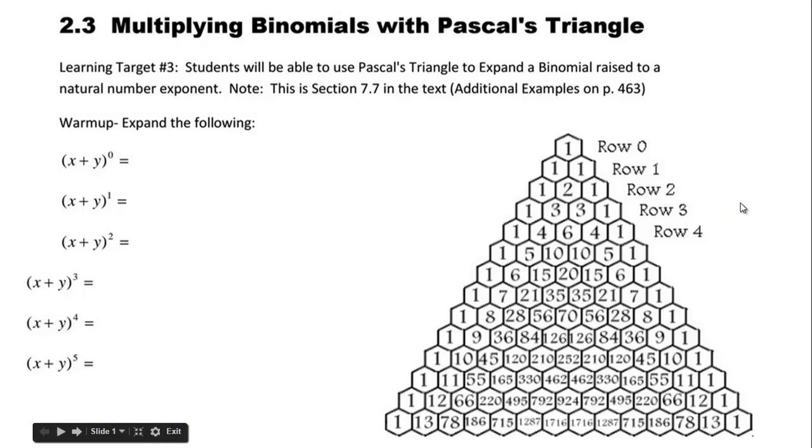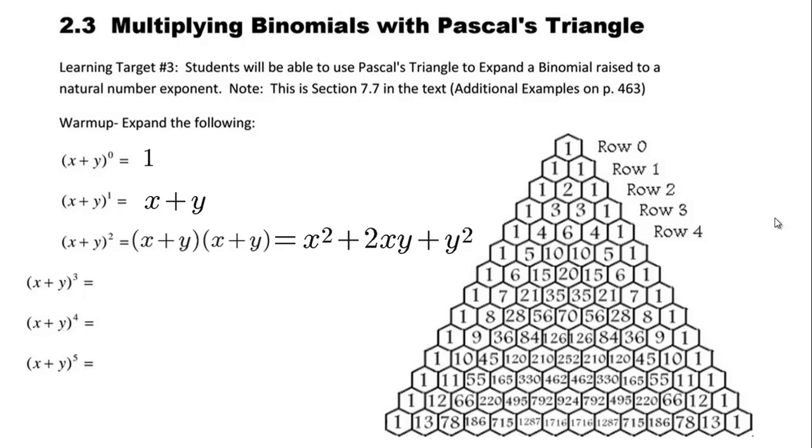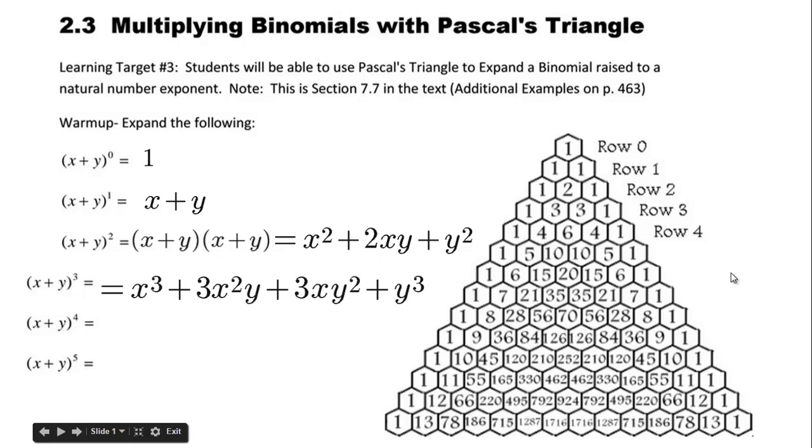So (x plus y) to the 0 is 1. Anything to the 0 is 1. (x plus y) to the 1 is just x plus y. (x plus y) squared, if we expand it, is x squared plus 2xy plus y squared. And if we take that and multiply it by x plus y, we get x cubed plus 3x squared y plus 3xy squared plus y cubed.